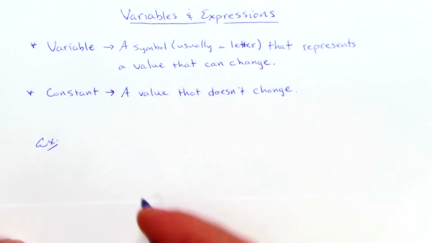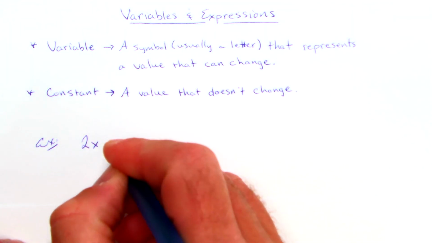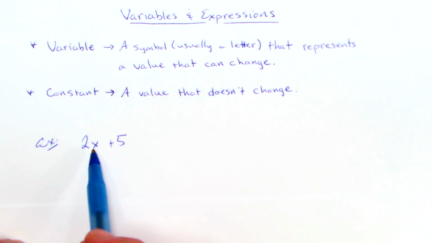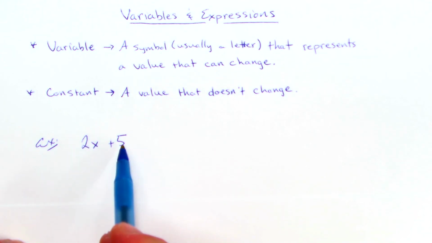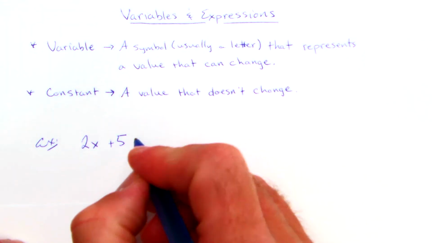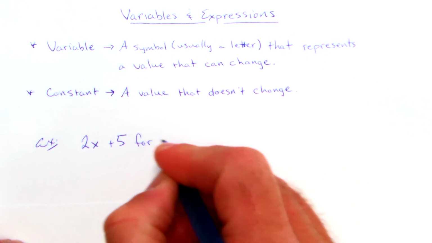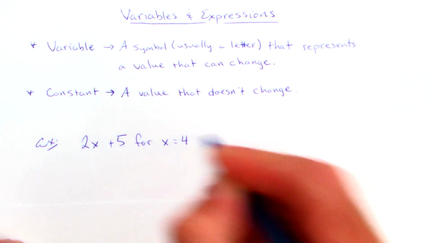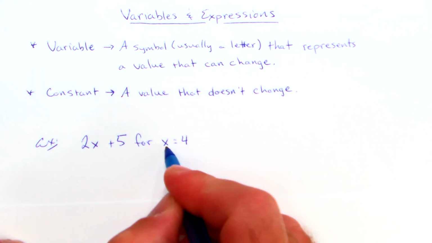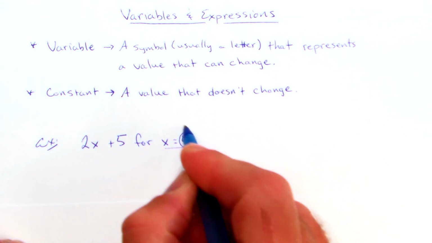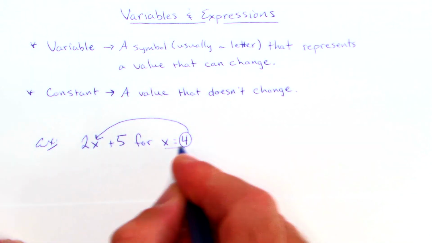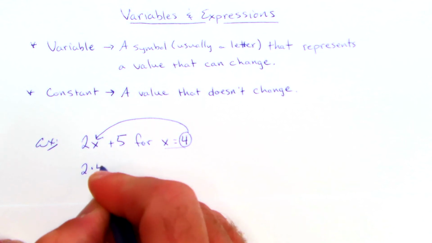For instance, if we take the expression 2x plus 5, the x is our variable, the 2 and the 5 would be our constants. So the x is going to change depending on what we want to put in there. So let's say we have 2x plus 5 for x equals 4. Now we're going to use a process called substitution. So we're going to take this 4, which is our value of x, and we're going to substitute it back in for that variable.